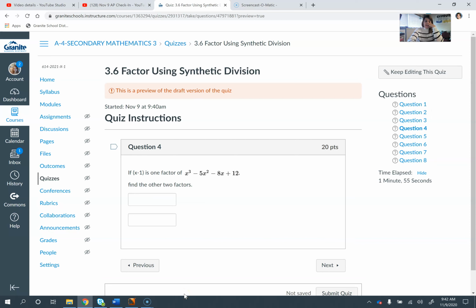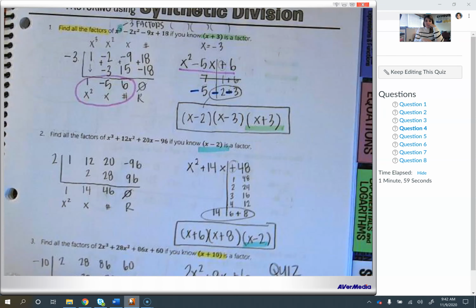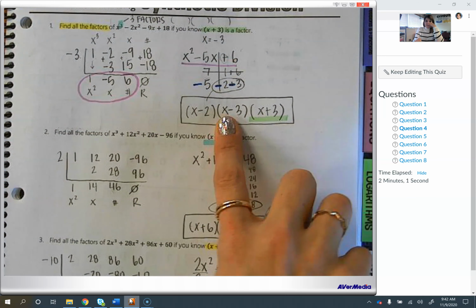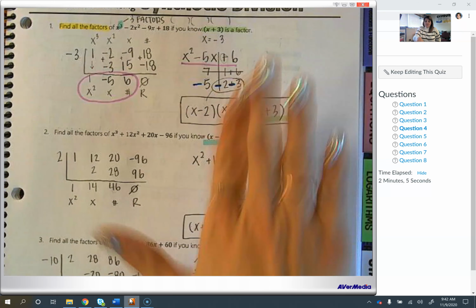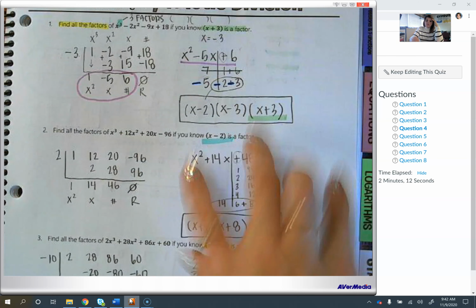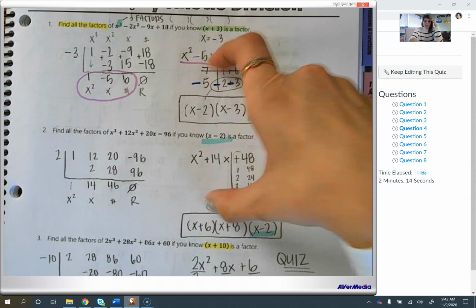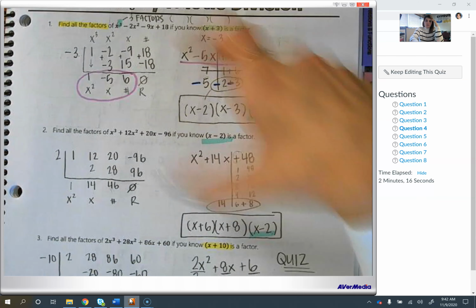Number 4 is another example of 1 and 2. I would put them in with the parentheses, but it doesn't matter either way. So you could either type in x minus 2, or you could type in parenthesis x minus 2 parenthesis. But you are doing question 4, just like we did 1 and 2.